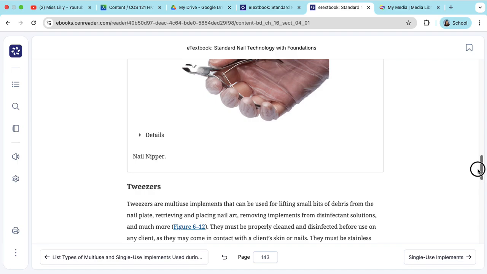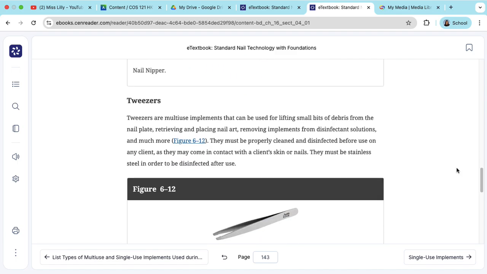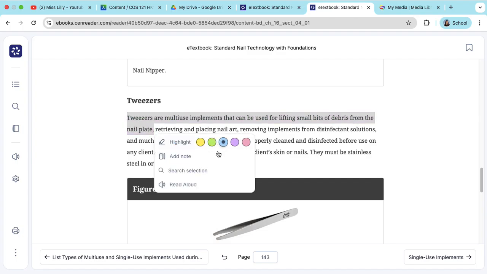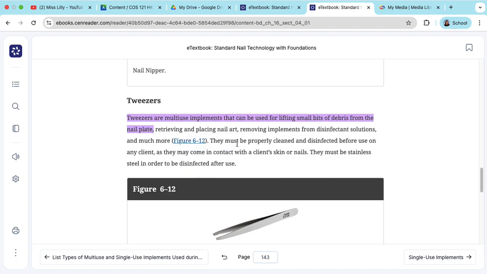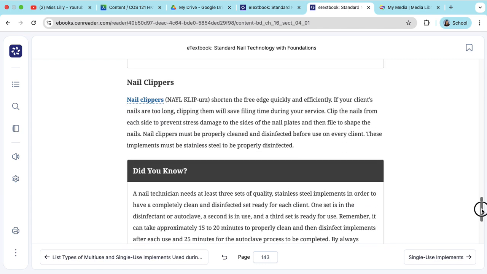Tweezers. Tweezers are multi-use implements that can be used for lifting small bits or debris from the nail plate. They can also be used to apply nail art. Nail clippers. They shorten the free edge quickly and efficiently.